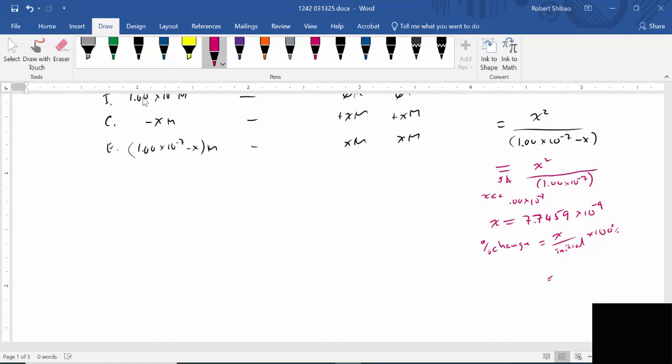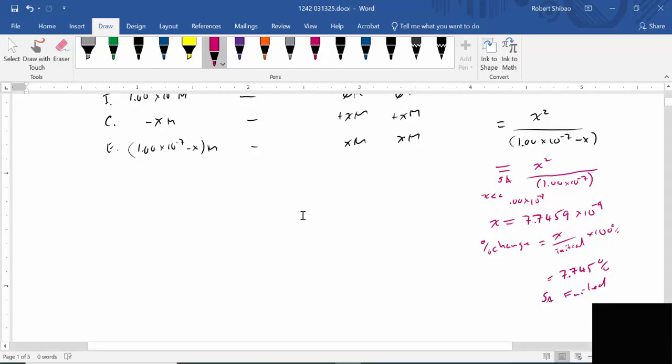And I get 7.745%. I don't need to be that precise, but I get a 7.7% change. A 7.7% change means the assumption failed. So I'm not going to use it.